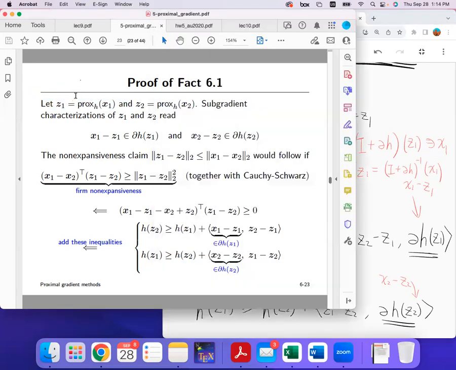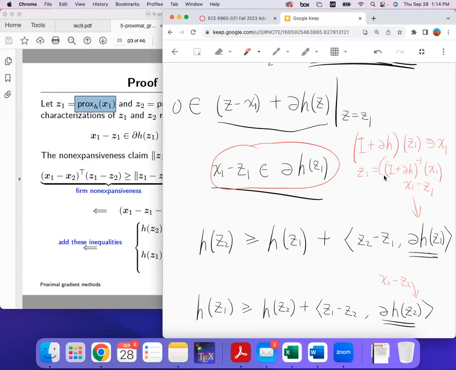Right. Because here Z1 is defined by proximal H at X1. And this is a more explicit way to write this proximal mapping. It is actually the inverse of this operator applied to X1. And the inverse is the inverse of the identity operator plus the subdifferential of H. And we call this the resolvent operator, which we will introduce later when we talk about operators.